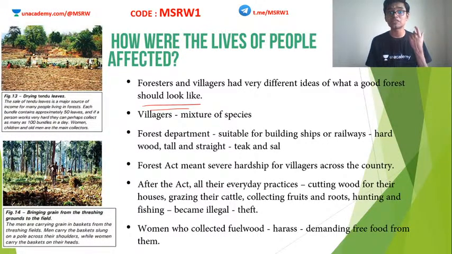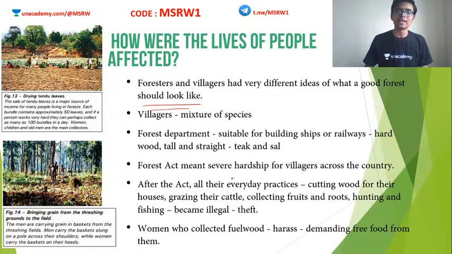As far as the British Forest Department was concerned, they wanted the forest to look like a resource of hardwood trees. They want to build more and more ships. They want to expand the railways. For all these purposes, they need hardwood. Tall, straight hardwood, for example, teak or sal wood. So the concept of forest for the British was an abode of timber, that is, for commercial purposes.